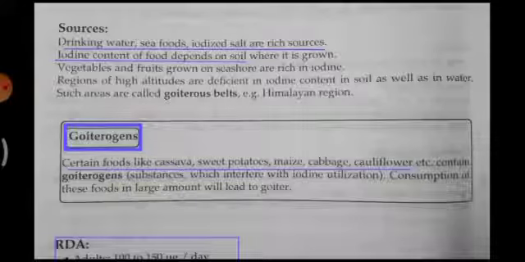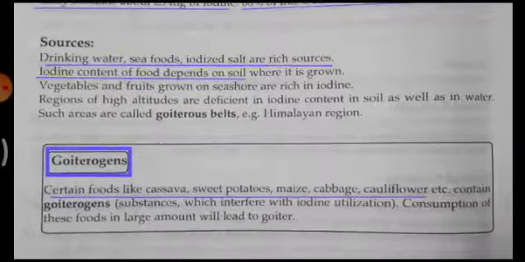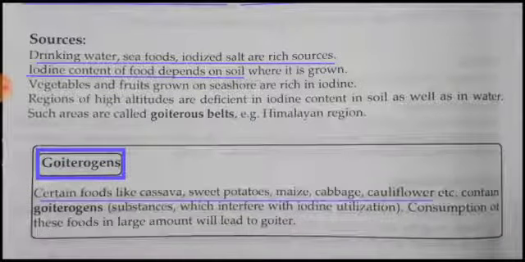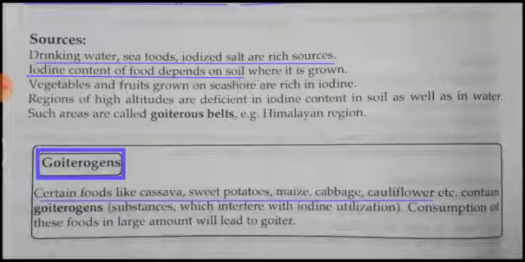Hence, people living in the sea area or ocean will get sufficient iodine naturally, whereas in hilly areas they will get less iodine. Regions of high altitude are deficient in iodine content in the soil as well as in water. Such areas are called goitrous belts, where people are affected by goiter disease, which is a symptom due to deficiency of iodine, especially seen in the Himalayan region.